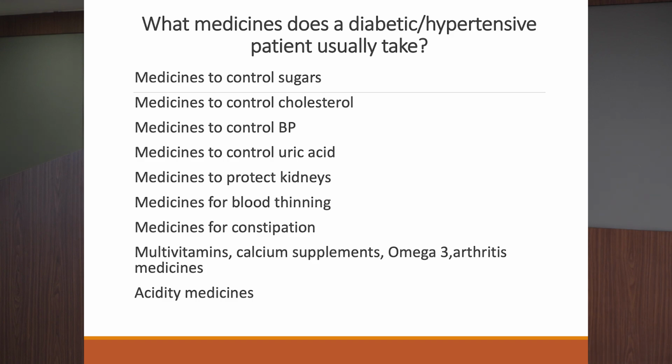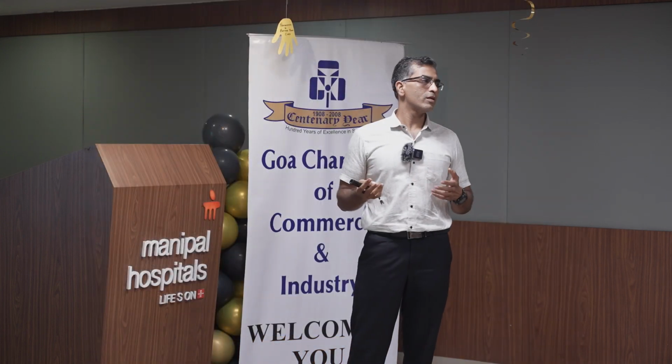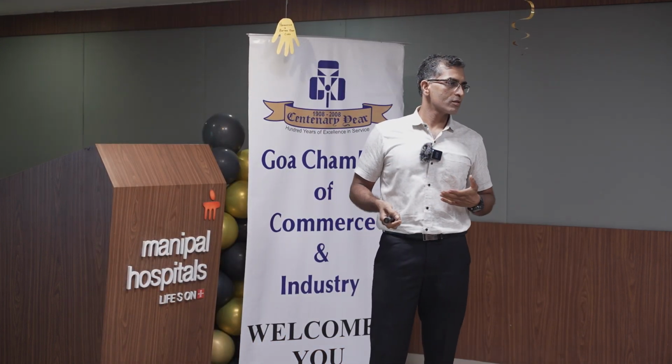Then, because these two things are going to damage the kidneys, something to protect the kidneys. Then there is a chance of heart attack, so something to thin out the blood, aspirin, clopidogrel. Then a lot of people develop constipation due to diabetes, so something for constipation. Then multivitamin, calcium, omega-3, this medicine, that medicine, alternative medicines, and all these are going to cause acidity. So acidity medicines. So you will see a huge list.